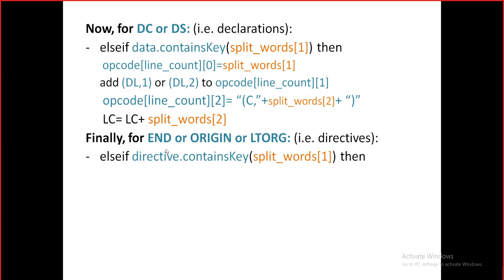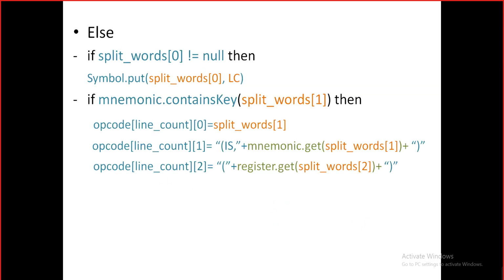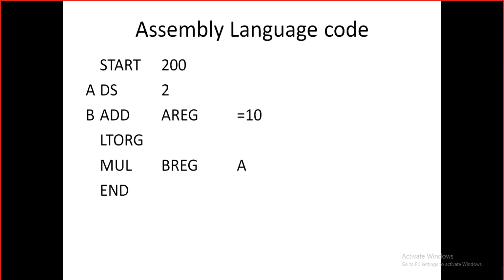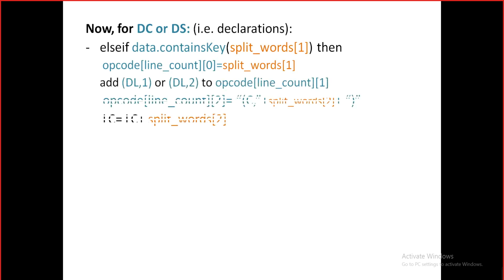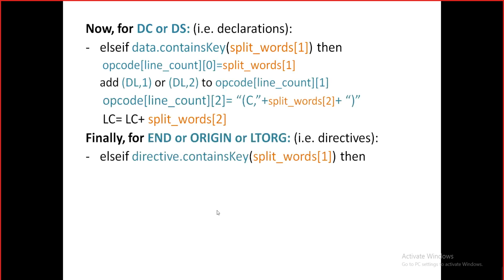The last possibility is if it is an assembler directive, right? So in the last else if, we are going to check whether it is an assembler directive or not. Assembler directive, that too, it can be end, origin or LTORG. It can't be start, because if it was start, it would have gone into the very first if condition, right over here. If it was start, it would have been processed here itself. So if any assembler directive is encountered, that has to be an end, origin or LTORG.